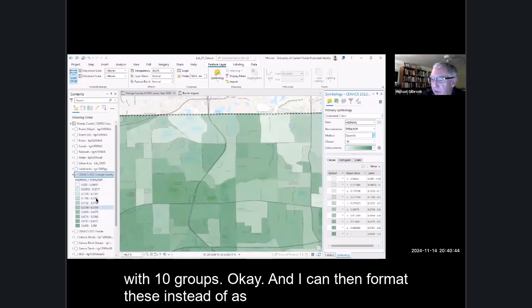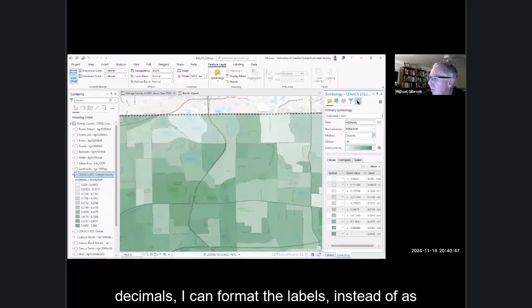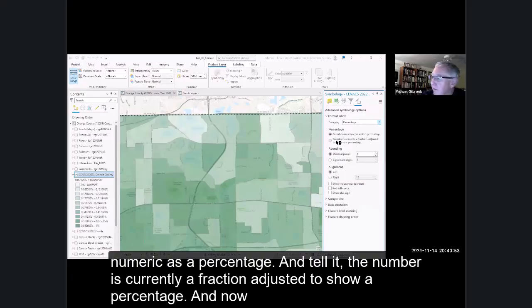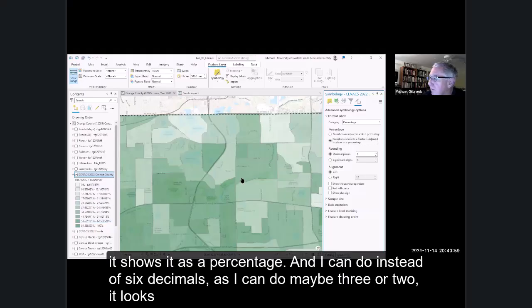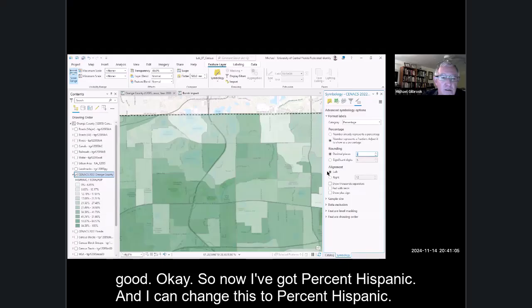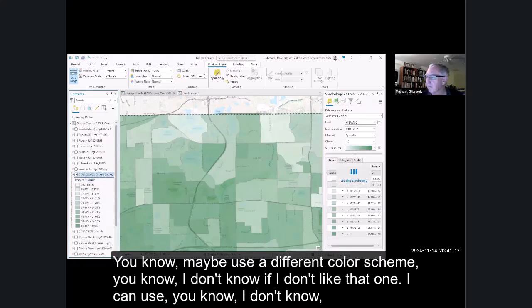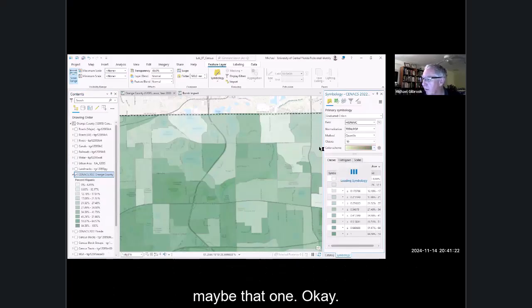And I can then format the labels, instead of as numeric, as a percentage, and tell it the number is currently a fraction, adjust it to show a percentage, and now it shows it as a percentage. And instead of 6 decimal places, I can do maybe 3 or 2. 2 looks good. Okay, so now I've got percent Hispanic, and I can change the title to percent Hispanic. And maybe use a different color scheme. If I don't like that one, I can use, I don't know, maybe that one. Okay.